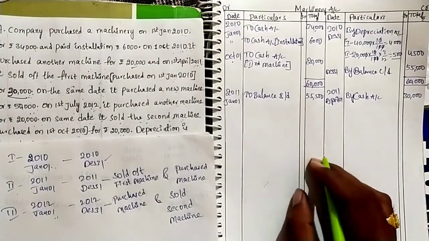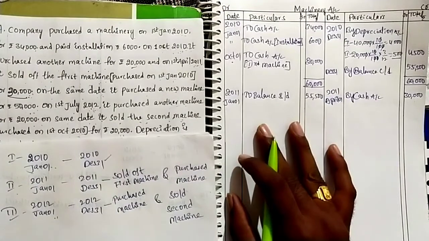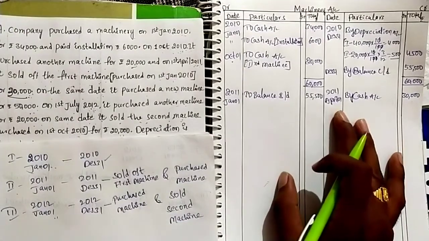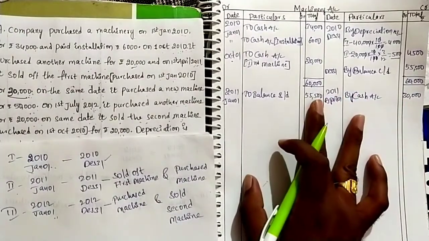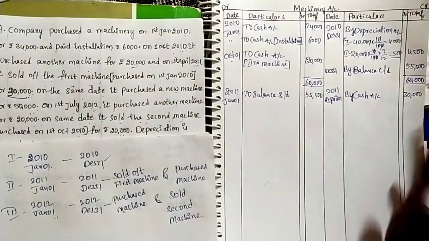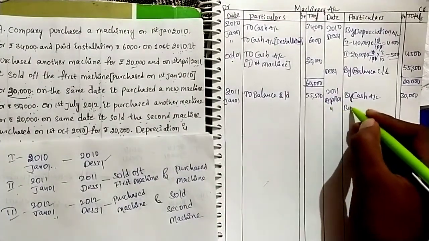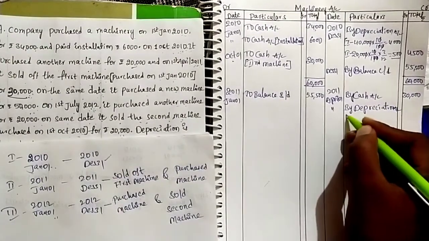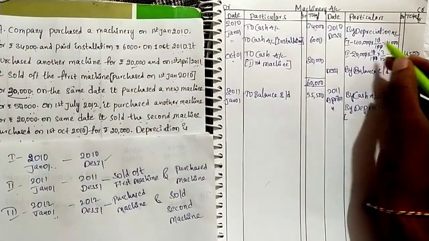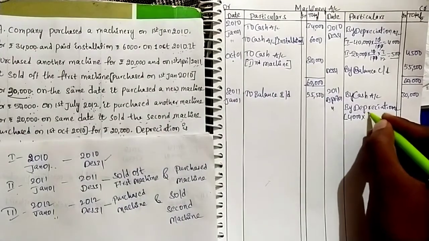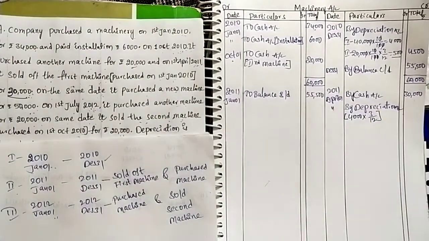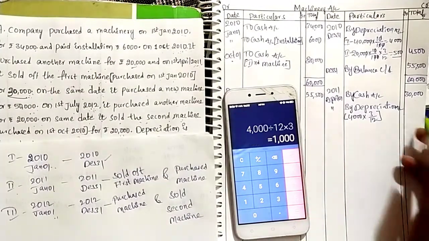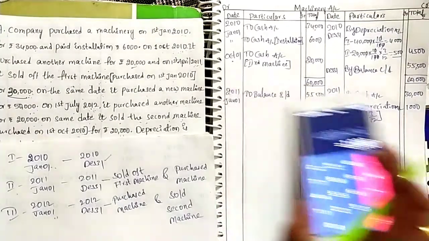Okay. So in the second year we utilized that first machine from January 1st to April 1st, means January, February, March, only 3 months we utilized. Okay, for the 3 months we have to provide depreciation. See this, by depreciation account, 4,000 rupees we calculated for the year. Okay, but we required only 3 months, 3 by 12. See this, 4,000 divided by 12 into 3, 1,000 rupees depreciation. Okay, that's it.